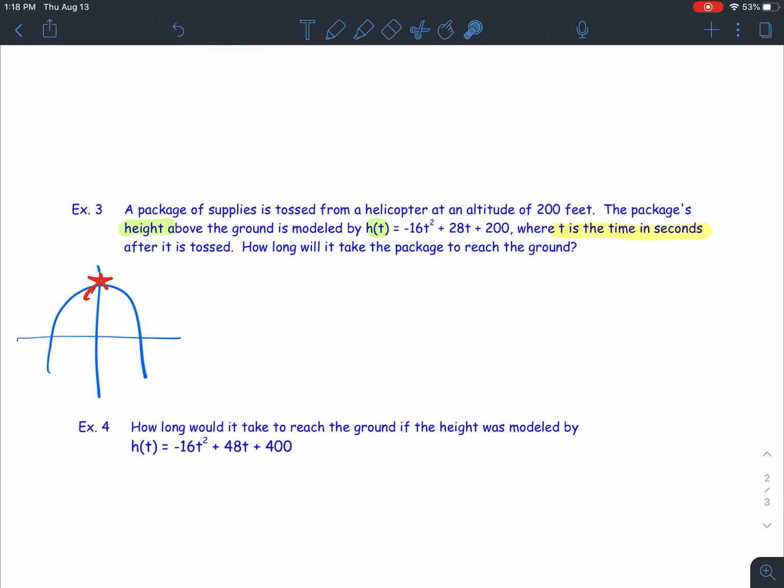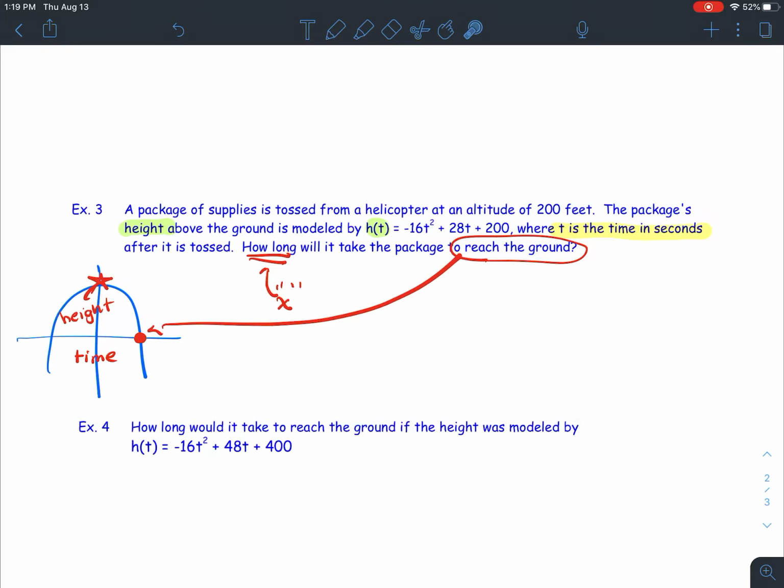I want you to think about a parabola here. We're going to pretend that the helicopter is right here at this red star that I have drawn, and that they're flying along here, and they dump this package out of the helicopter. Keep in mind our x-axis is time and the y-axis is the height. The question is how long, so this is asking for x, will it take the package to reach the ground? So in other words, the height of the package would be 0 feet above the ground.